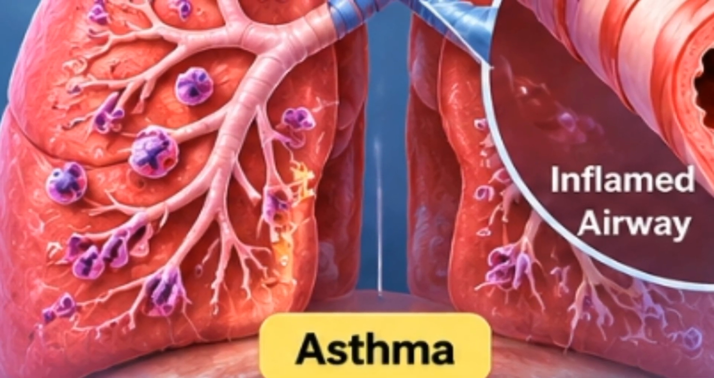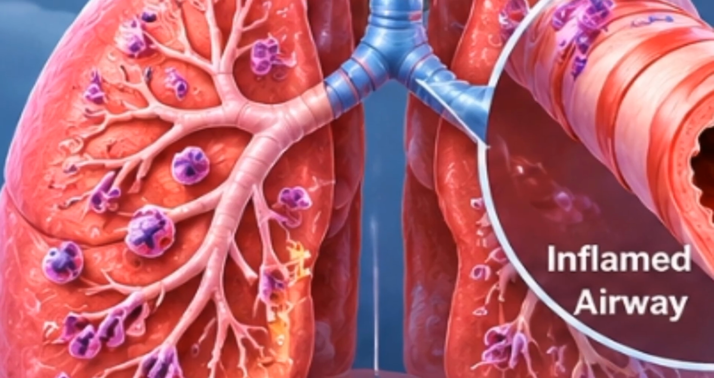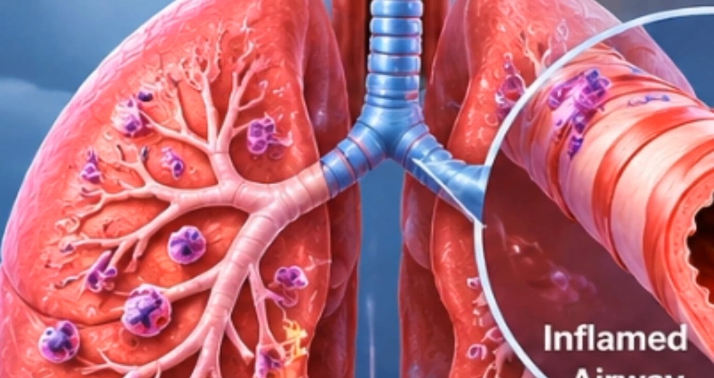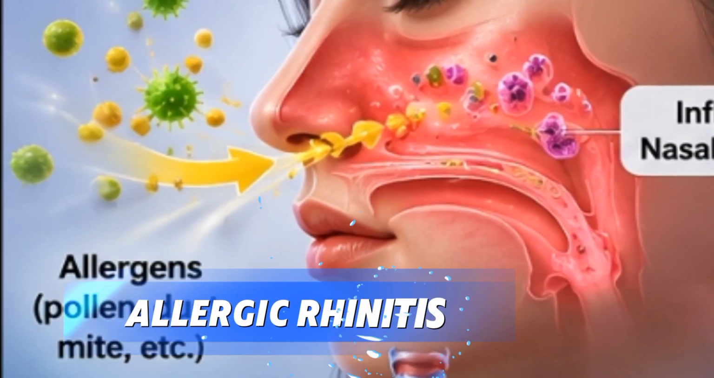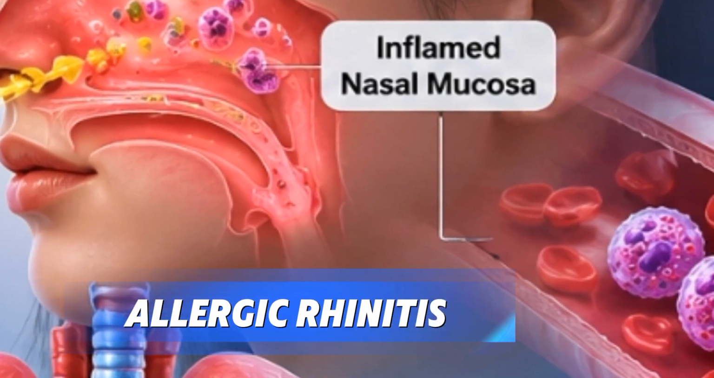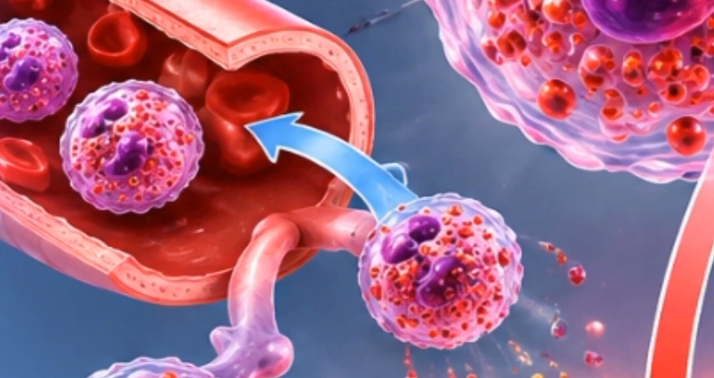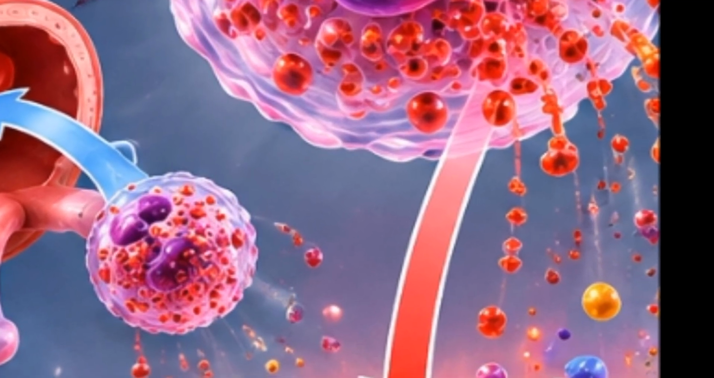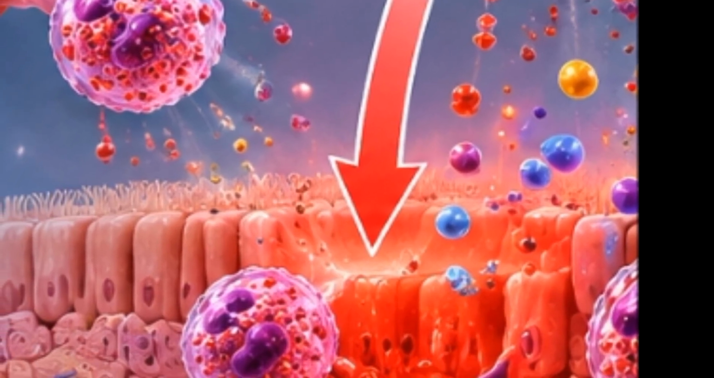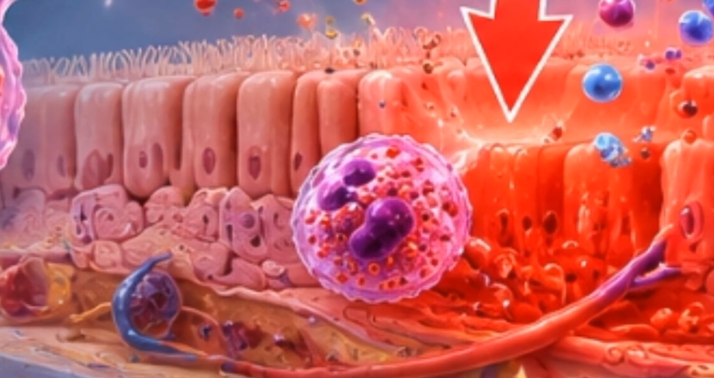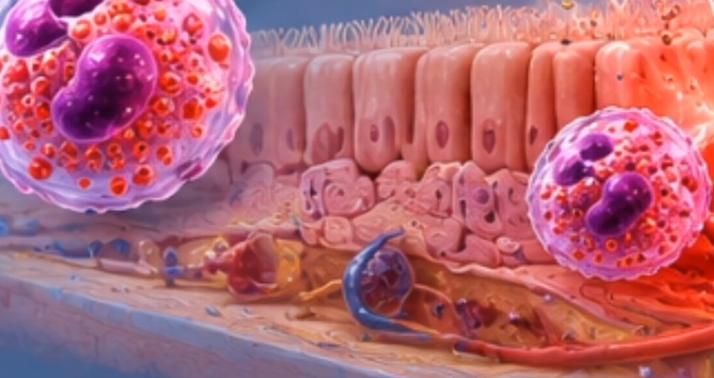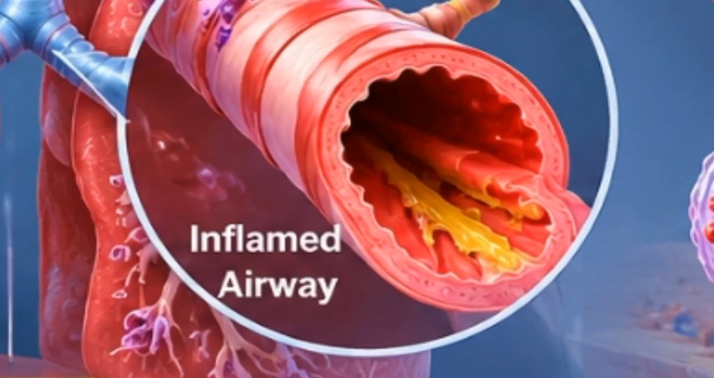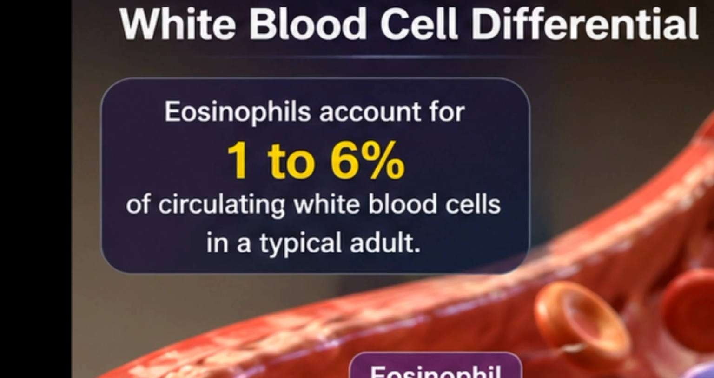Eosinophils also have an important role in allergic inflammation. In conditions such as asthma and allergic rhinitis, eosinophils can be recruited to affected tissues. Once activated, they release inflammatory mediators and granule proteins that can contribute to tissue inflammation. This is one reason eosinophils are closely associated with allergic and inflammatory disorders.